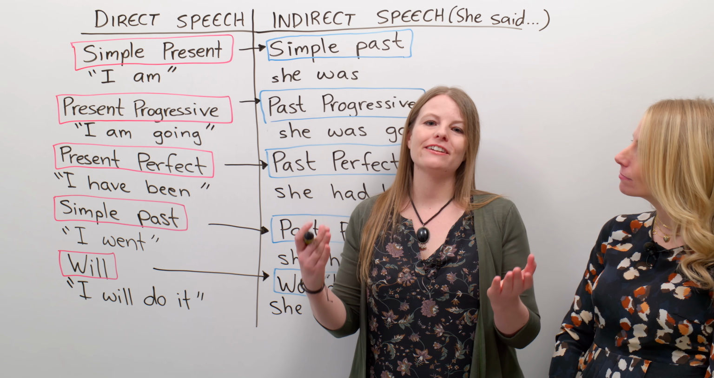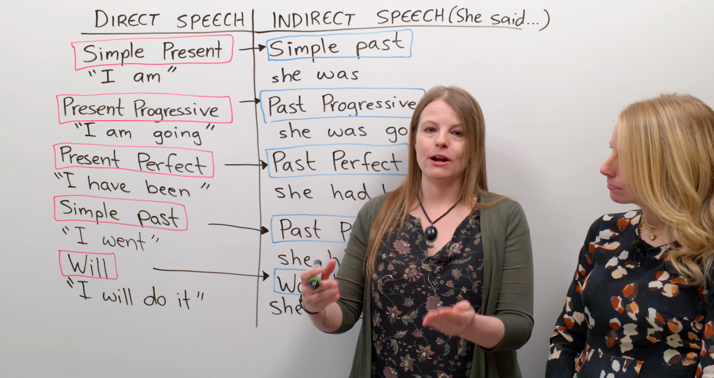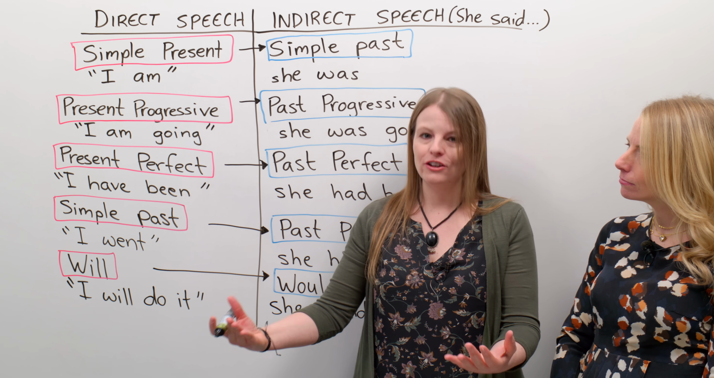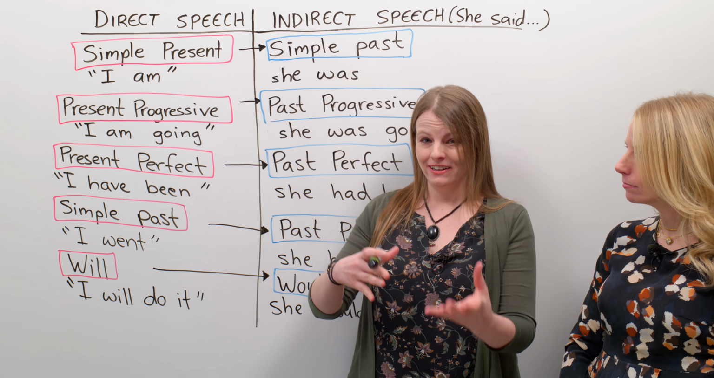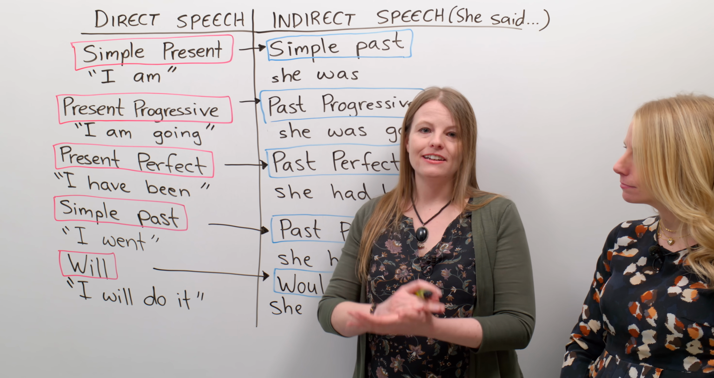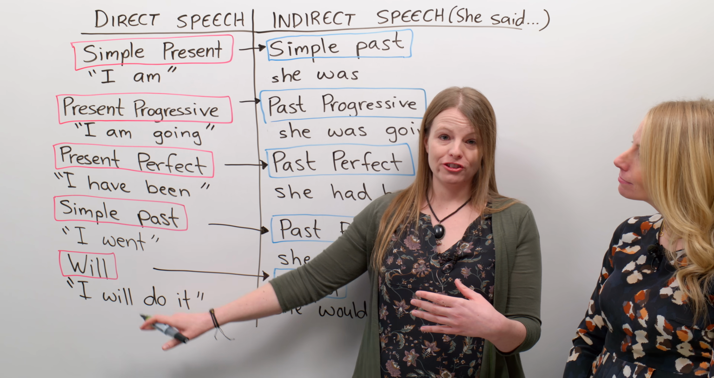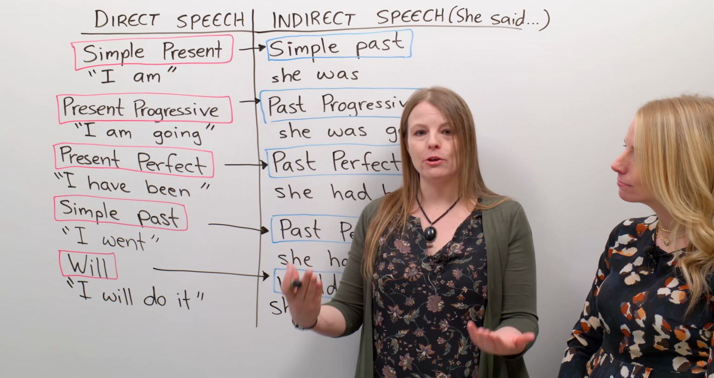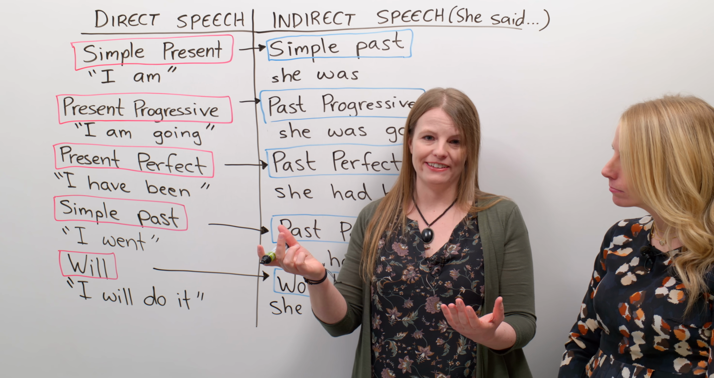Okay, so I just wanted to show you how different grammar tenses change from direct speech, which is the speech that somebody actually says, to indirect or reported speech, which is the speech we use when we're telling somebody else someone's words. So Audra is going to say the direct speech, and then I'm going to change it into indirect speech. And we're going to pay close attention to the grammar and the verb changes.